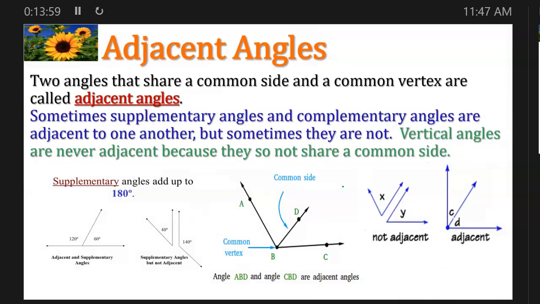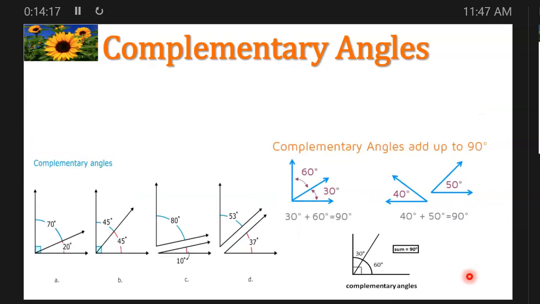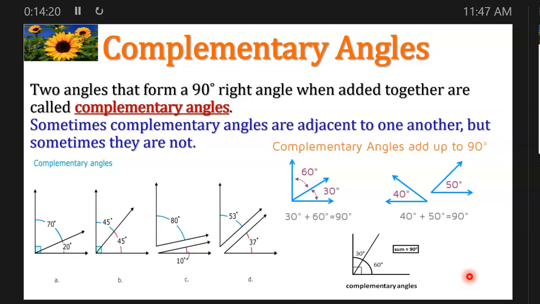Now, we've already talked about adjacent angles, so we're just going to review it real quick. Two angles that share a common side and a common vertex are called adjacent angles. Sometimes supplementary angles and complementary angles are adjacent to one another, and sometimes they are not. Complementary angles, hopefully before you watch this one, you watched the complementary and adjacent angle video. Two angles that form a 90-degree right angle when added together are called complementary angles. Sometimes complementary angles are adjacent, meaning they're right beside each other, and sometimes they are not.